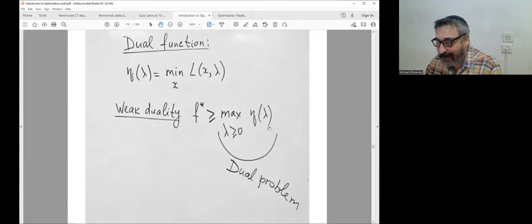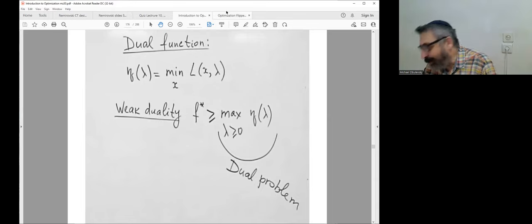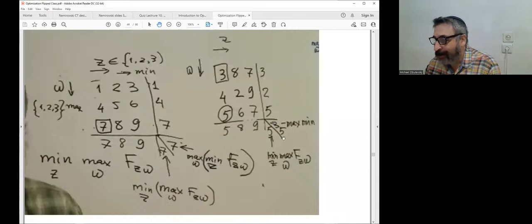Let me stay with Lagrangian. So we have dual function, which is minimum of Lagrangian with respect to X, and have a dual problem to maximize this minimum. And let's try to solve a class example.